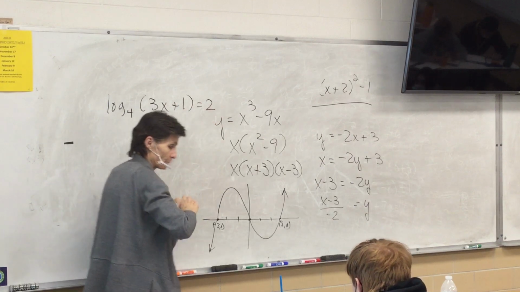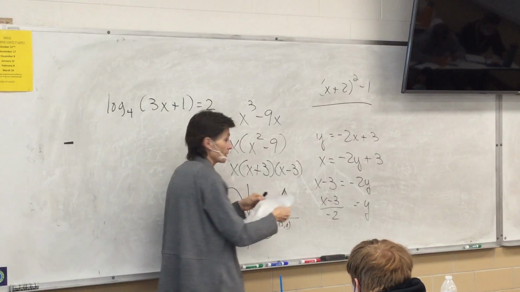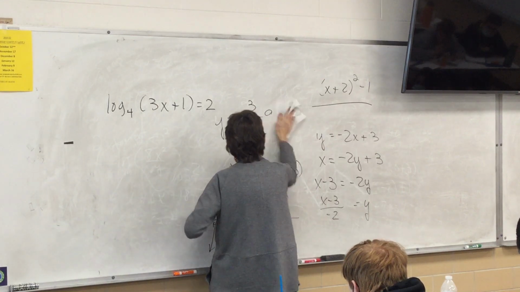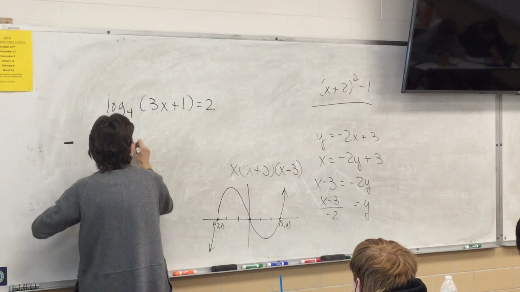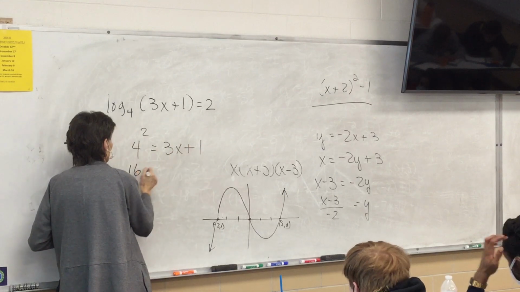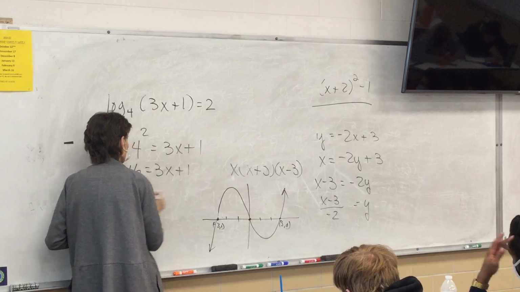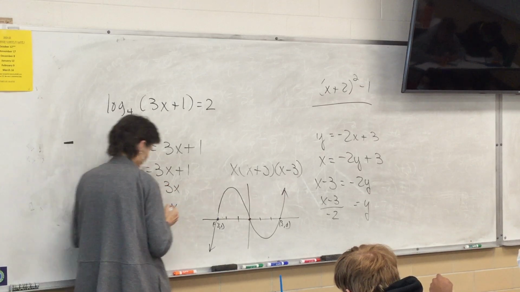What are we going to do? Your 4 is going to be your base number. Loop-de-loo it. Yep, we're going to loop-de-loo it. So the 4 is going to become the base. So it's going to be 4 squared to the second equals 3x plus 1. So it looks like x equals 5.